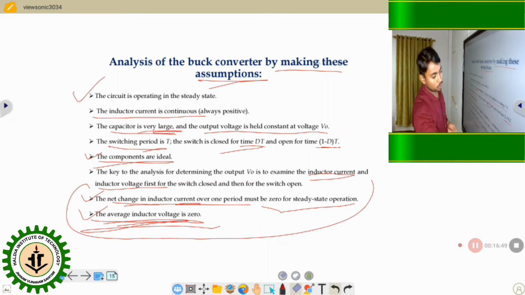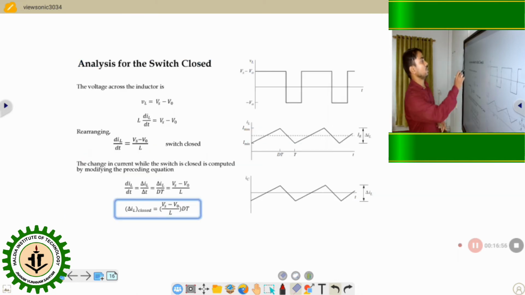So, analysis of the switch closed. When the switch is closed, what will happen? At first I draw the circuit here. The switch is here, I have the supply voltage, a diode, and the inductor and capacitor. This is the load.